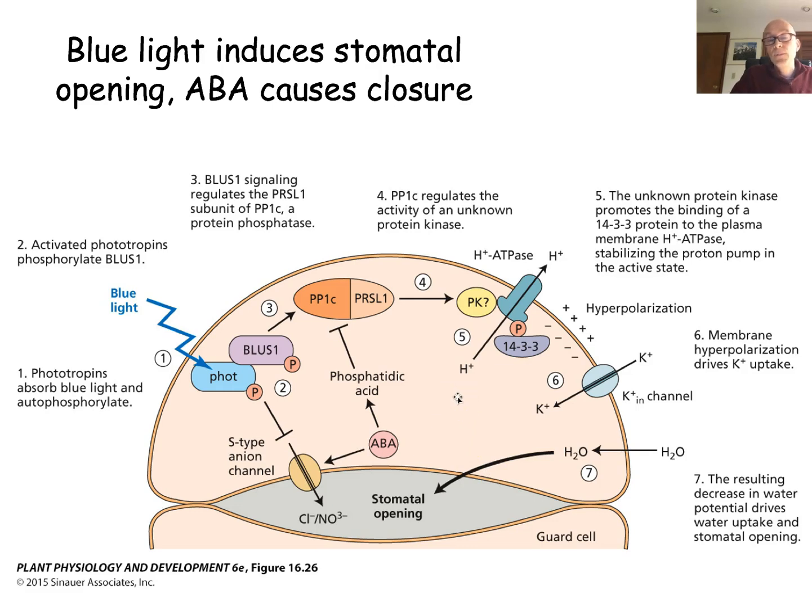There's another important part, and that is the use of this little hormone here. It's called abscisic acid. We'll come back to that later, but abscisic acid interferes with this particular pathway here that is blue light regulated. So blue light opens up the stomata, but ABA, which is produced under drought conditions, will do the opposite.